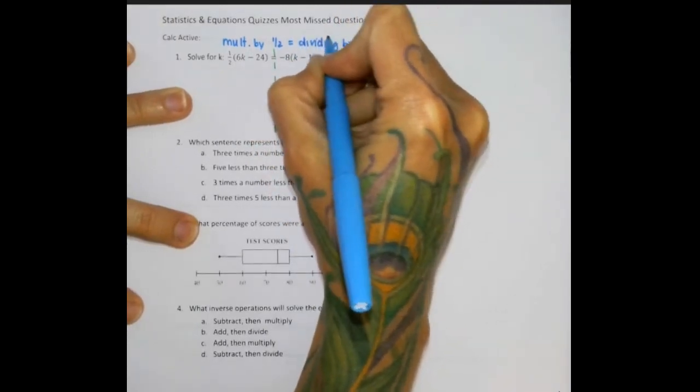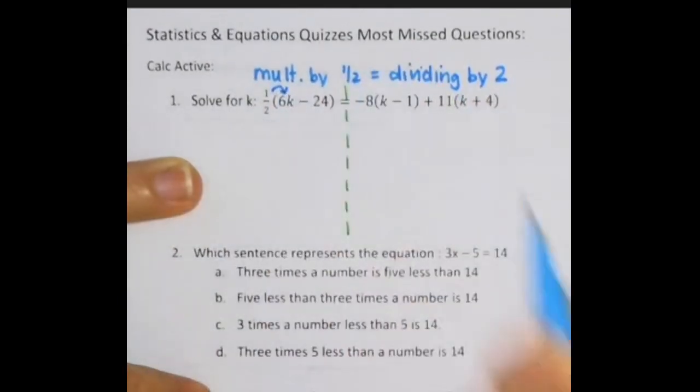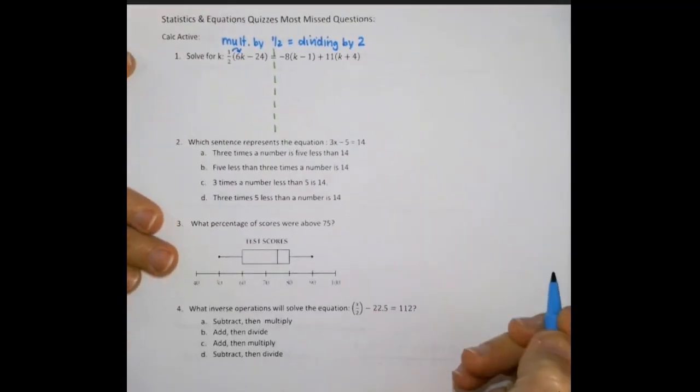Because usually if I ask you to divide by 2, you have no problem. If I ask you to multiply by 1/2, a lot of you don't have a big problem, but you slow down. And there's no real reason because it's the exact same thing. So we're going to distribute this 1/2 times 6. So what's 6 divided by 2?